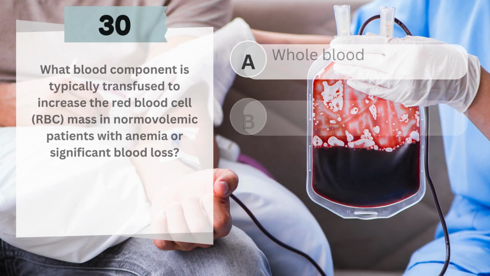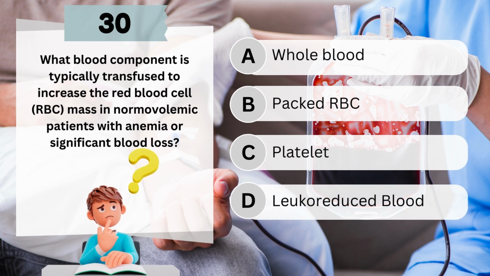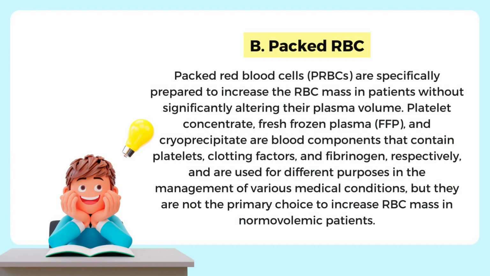What blood component is typically transfused to increase the red blood cell mass in normovolemic patients with anemia or significant blood loss? The correct answer is B. Packed RBC.